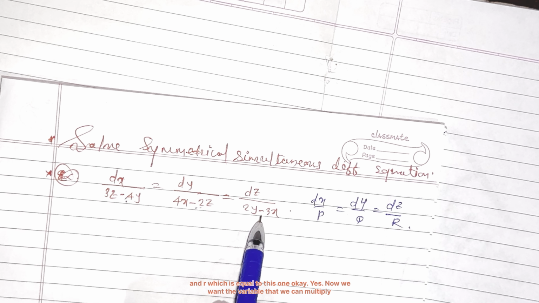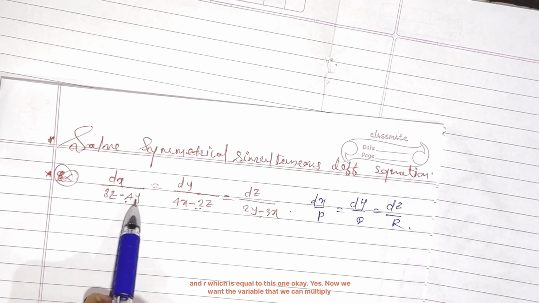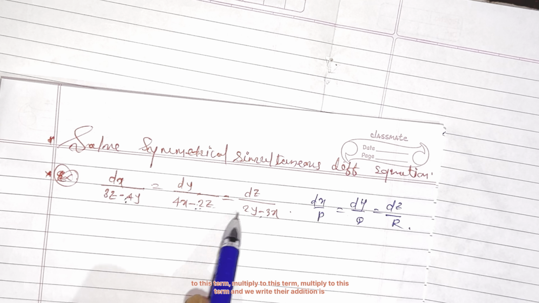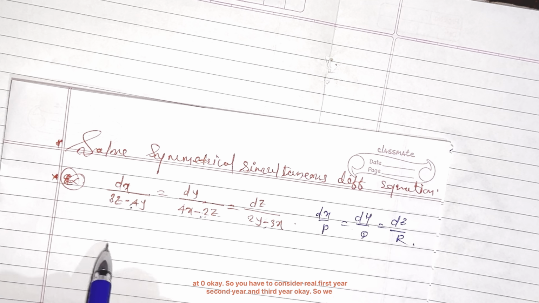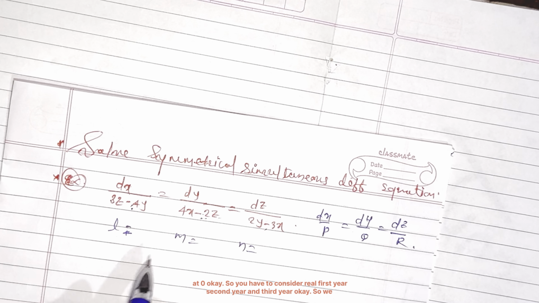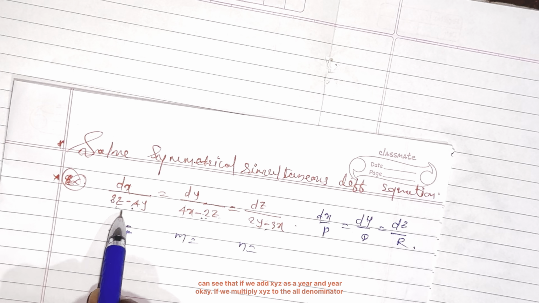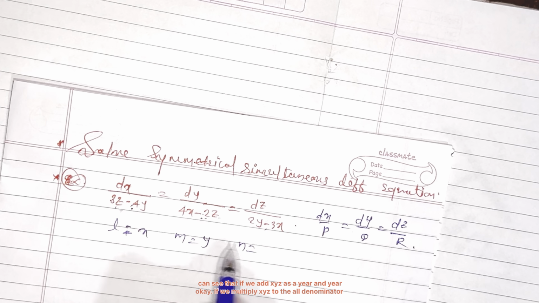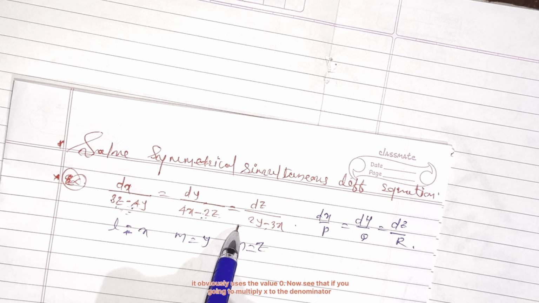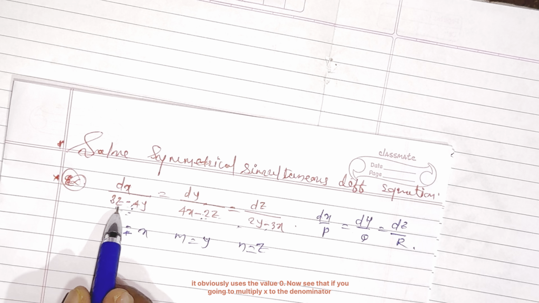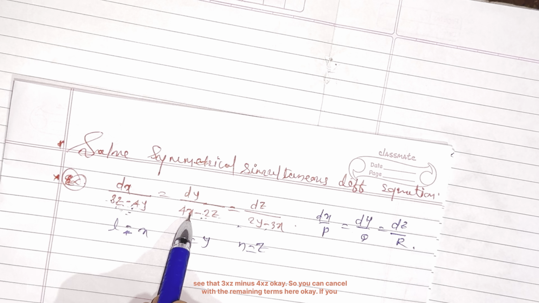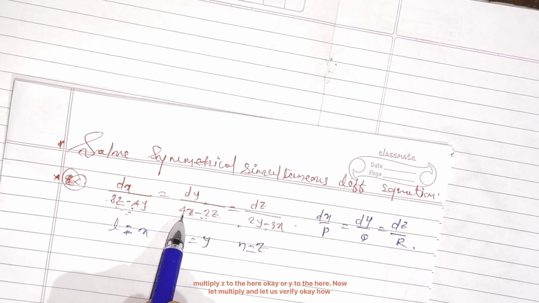Now we want the multipliers that we can multiply to this term, this term, and this term, so that their addition in the denominator is 0. So consider L first, M second, and N third. If we take x, y, z as L, M, and N and multiply them to the denominators, it obviously gives us the value 0. If you multiply x to the denominator, see that 3xz minus 4xy can cancel with the remaining terms here, and similarly with z and y.